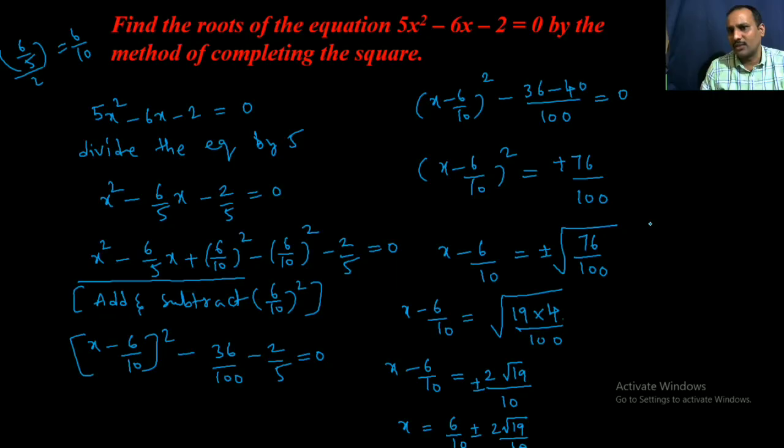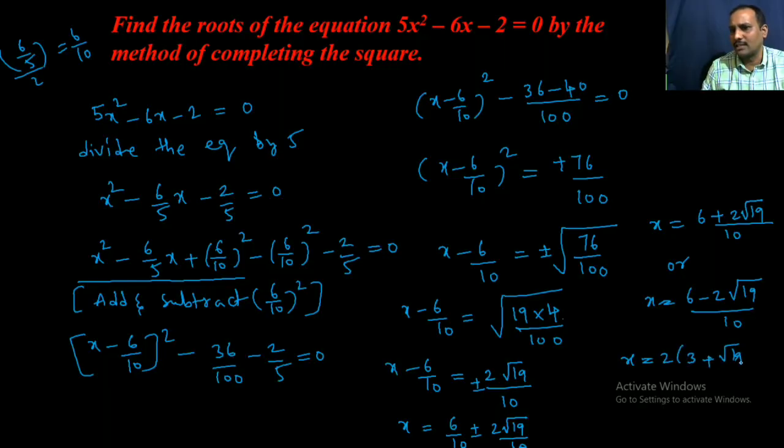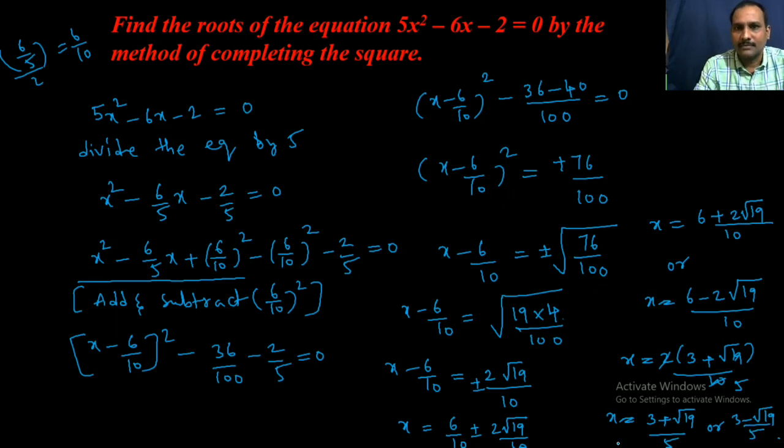So therefore what is the x value? Either x is equal to 6 plus 2 root 19 by 10, or x is equal to 6 minus 2 root 19 by 10. And of course here you can take 2 common and simplify further. So x is equal to 3 plus root 19 by 5, or 3 minus root 19 by 5. And thank you for watching.